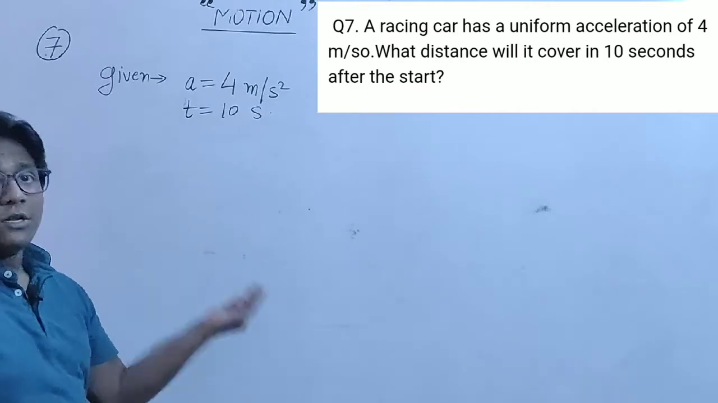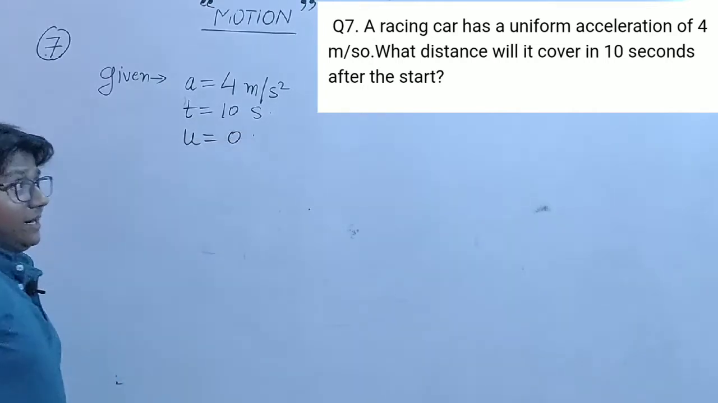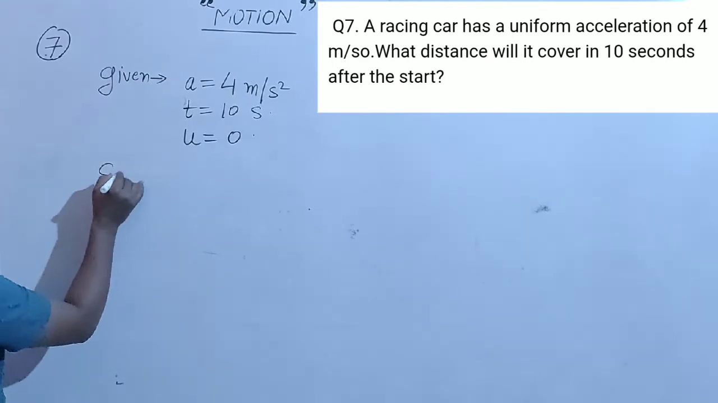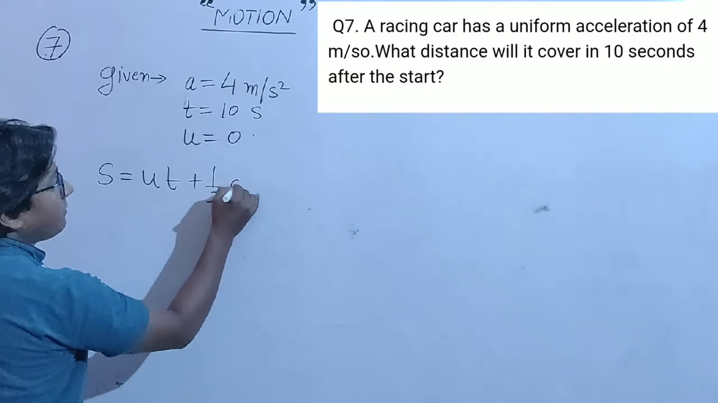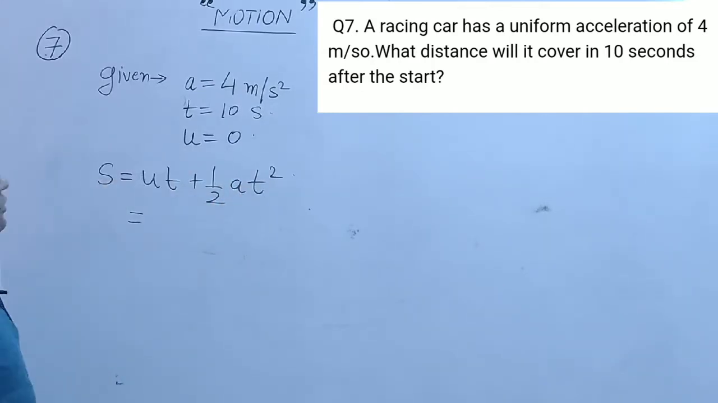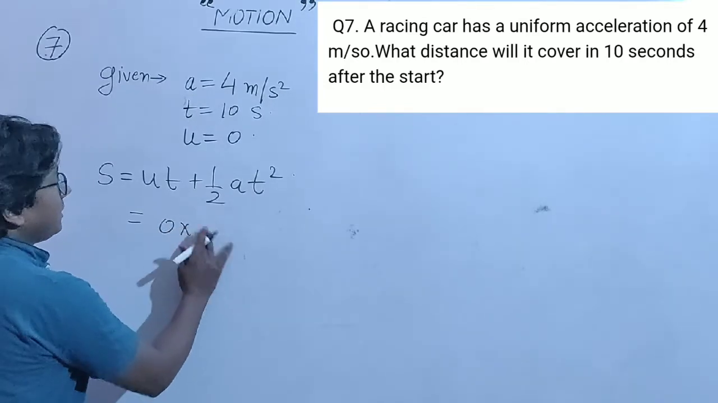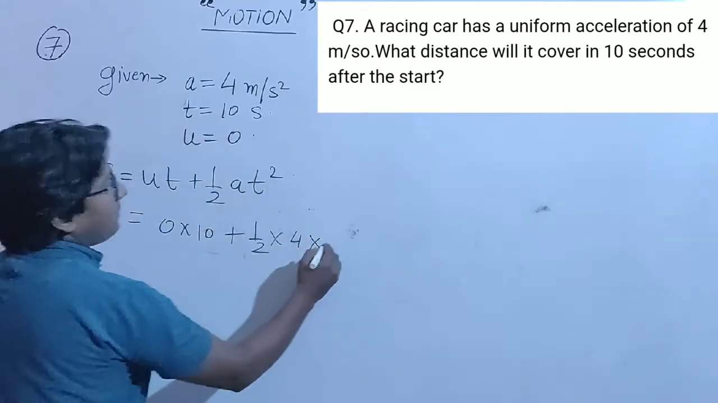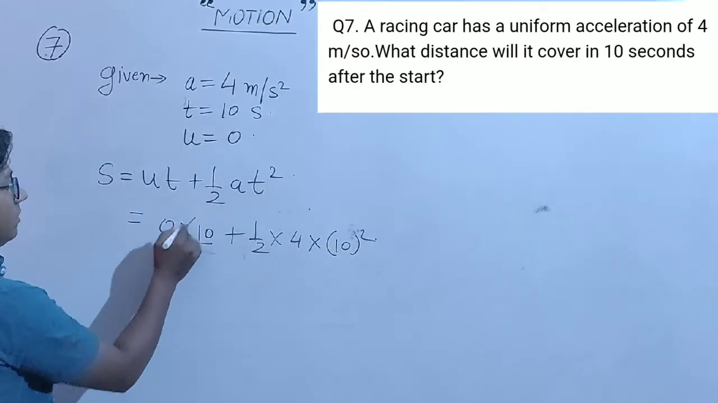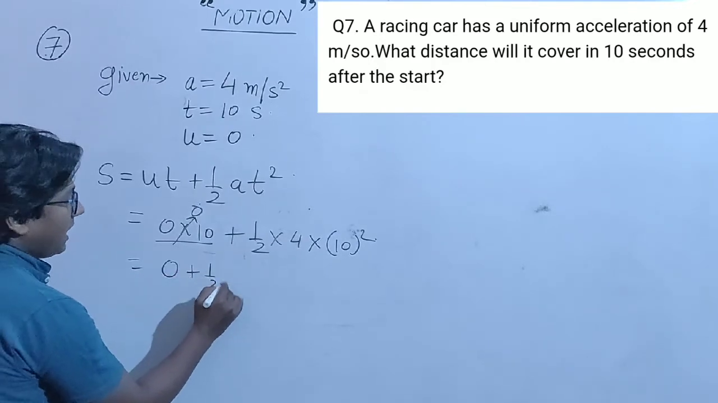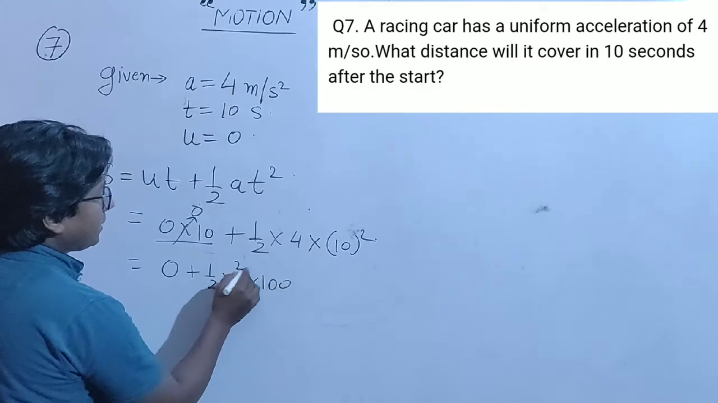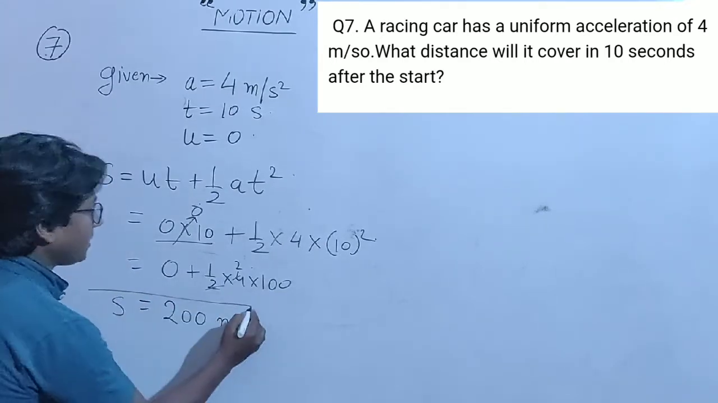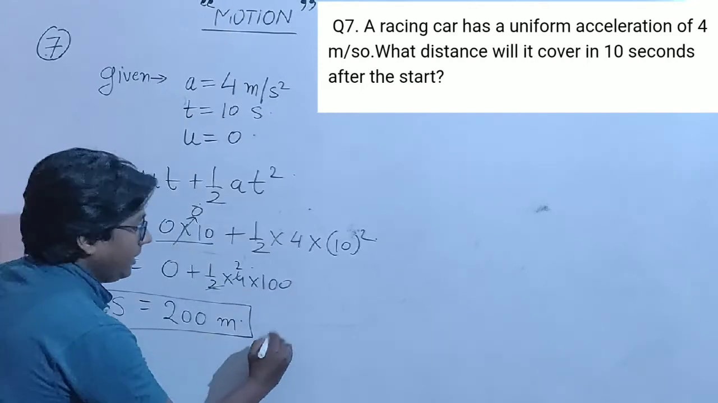And as you know, it starts, so its initial velocity u will be 0. And it is asking what distance it covered after the start in 10 seconds. So the distance formula, s is equal to ut plus half at square. We will place the value of u as 0, so this whole term will be 0. Then half into a, where acceleration is 4 meter per second square, and time is 10 square. This gives 0 plus half into 4 into 100, which is 200. So yes, 200 meter. The distance of the racing car after 10 seconds is 200 meter.